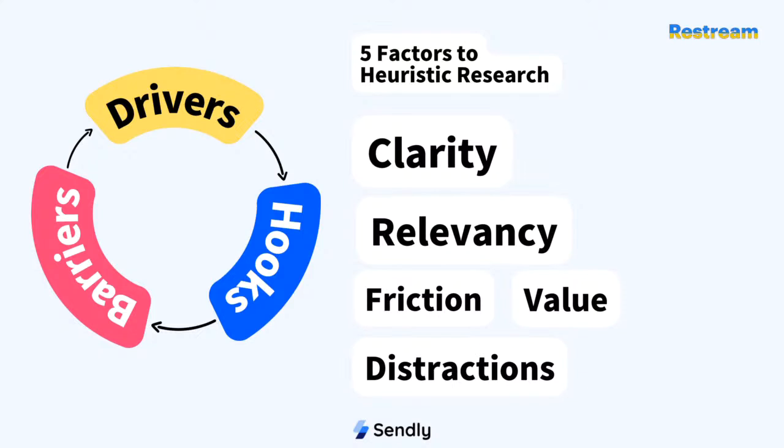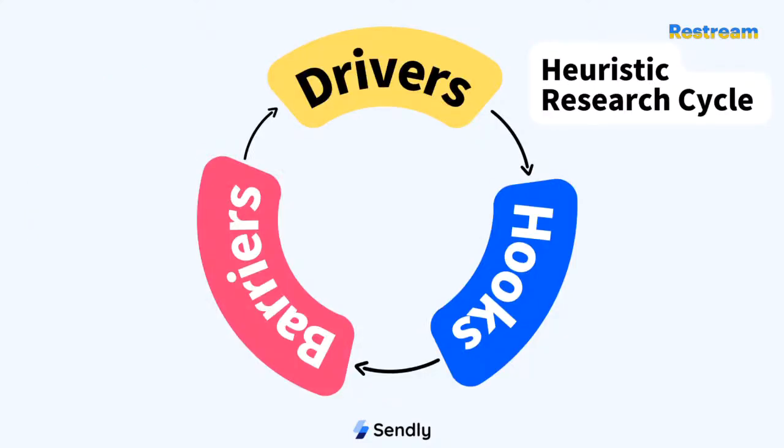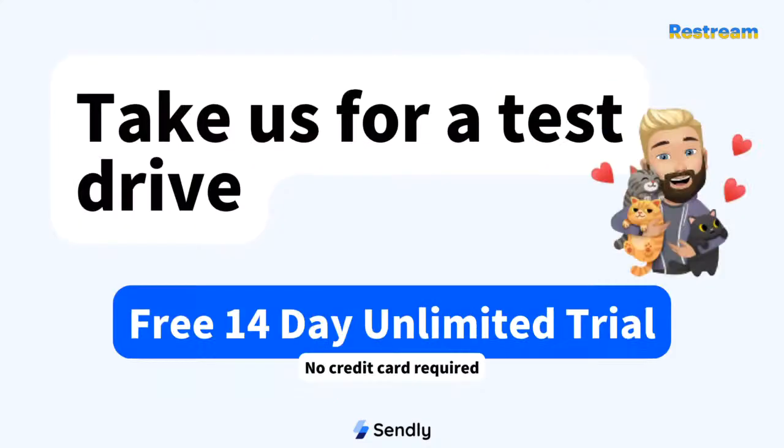So that's my conversion rate optimization cycle using the drivers, hooks, and barriers and how they all move together. And the 5 factors to the heuristic research that we carry out are clarity, relevancy, friction, value, and distractions. And that's it there. If you want to take a bigger picture, feel free to talk about this on your social too. That's cool. Or just share the video.